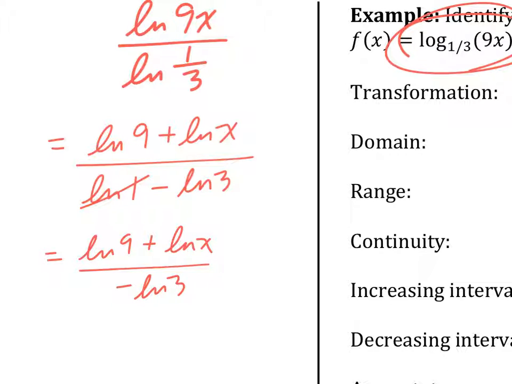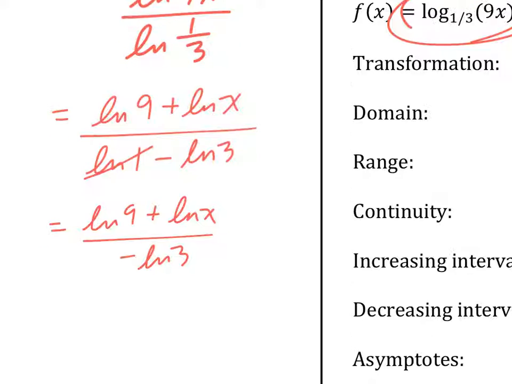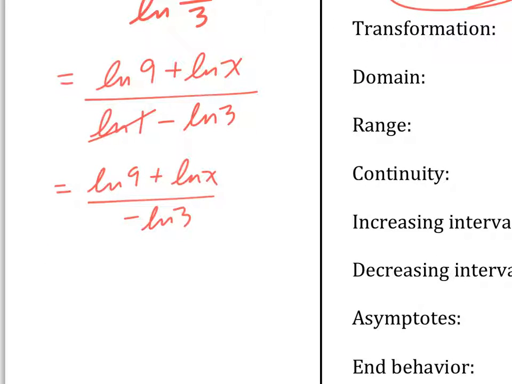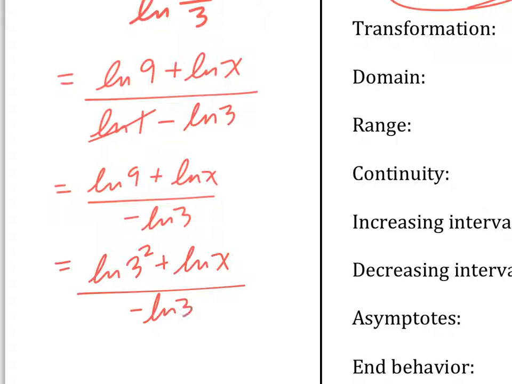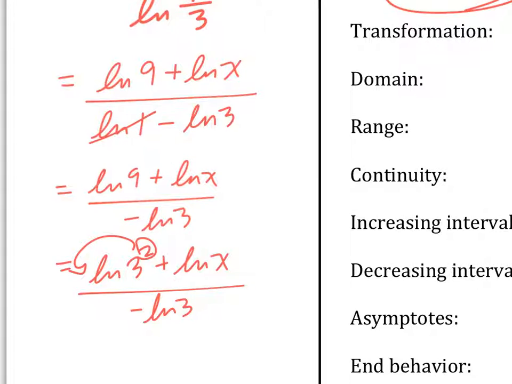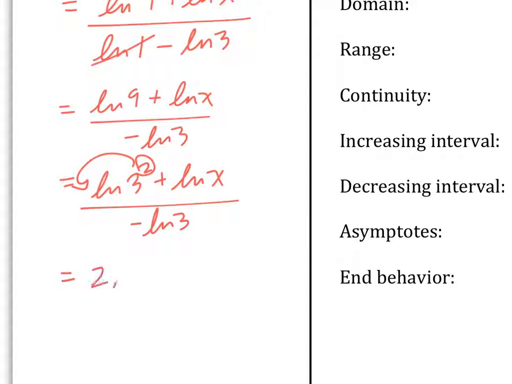We could stop right there and then try to figure out the transformation, but there is one more step we can take to clearly see the transformation. You do the 9 thing to make it into 2 ln 3. Okay, so 9 is the same as 3 squared, right? 3 squared. And then we can see that this we can move to the front. So we have a 2 natural log 3 plus natural log x over minus natural log 3.